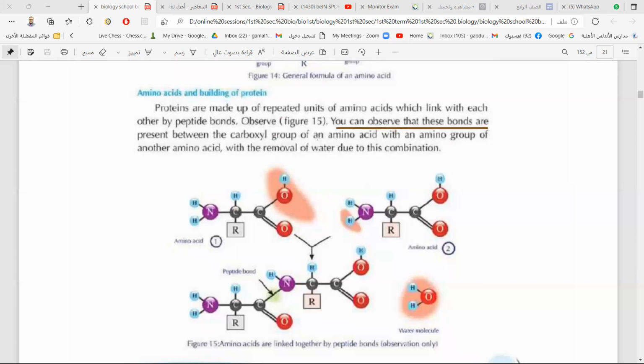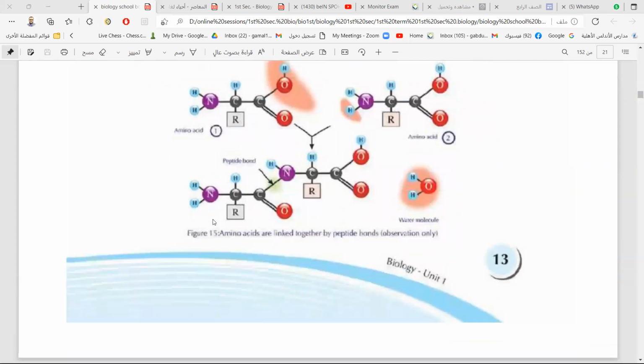You can observe this bond is present between the carboxyl group, COOH, of one amino acid and the amino group NH2 of another amino acid, by removal of water due to this combination. So the formation of the bond needs removing one water molecule. It's called the dehydration process.